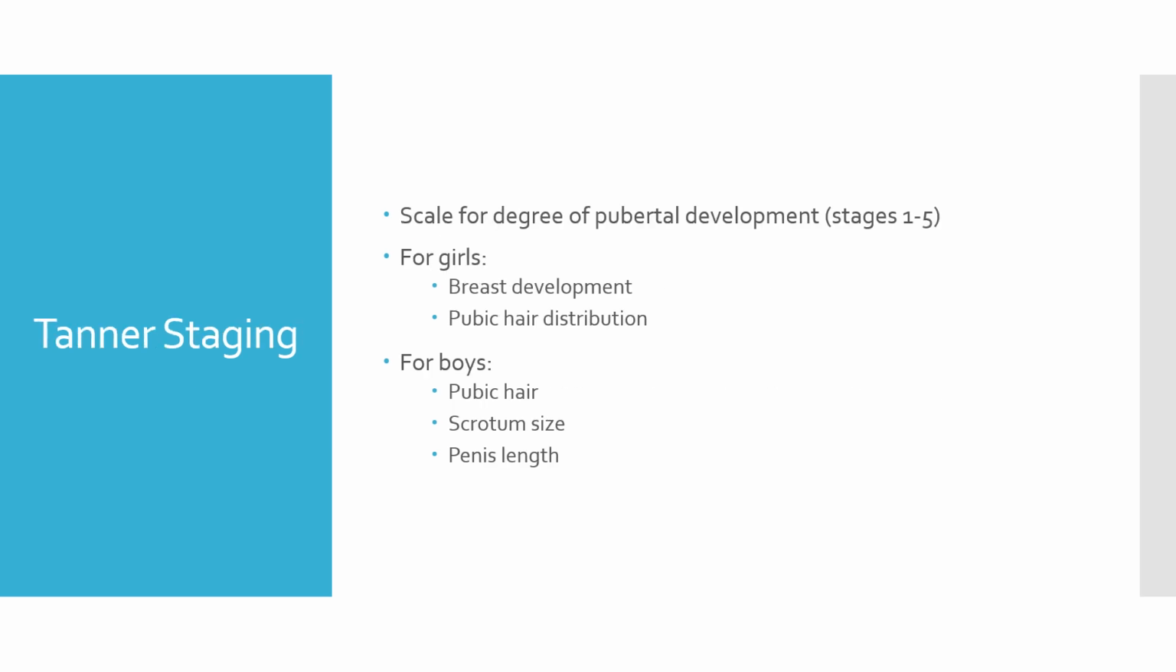Tanner staging is just that pre-pubertal development. It's a scale that goes from 1 to 5. For girls, this is when breasts start developing and they start getting some pubic hair distribution, so they're going to increase their Tanner stage. For boys, again, it's pubic hair, scrotum size, and penis length. And again, staging 1 to 5.